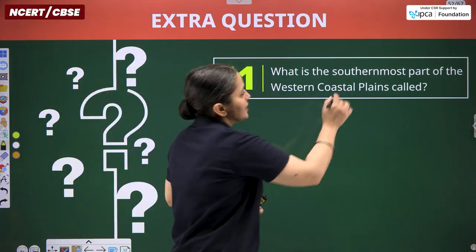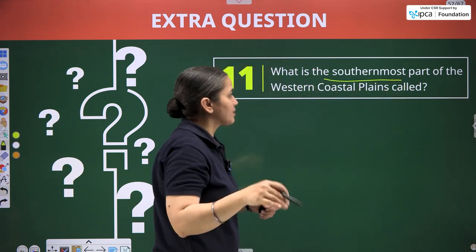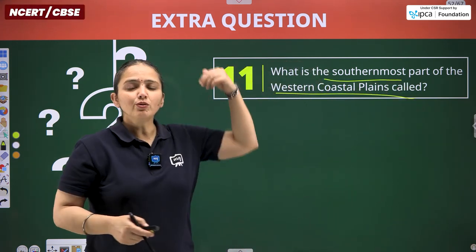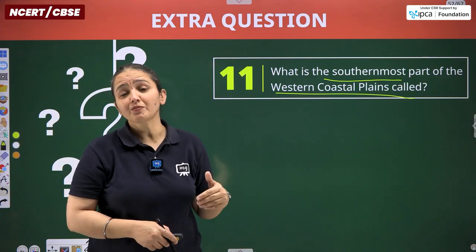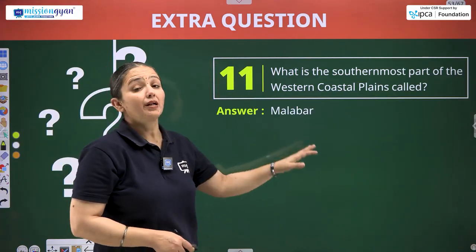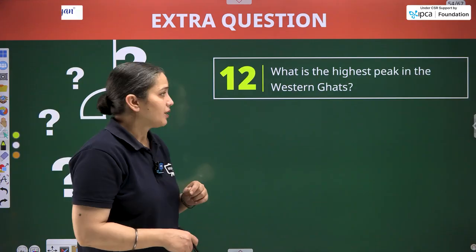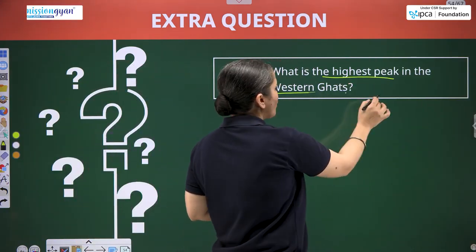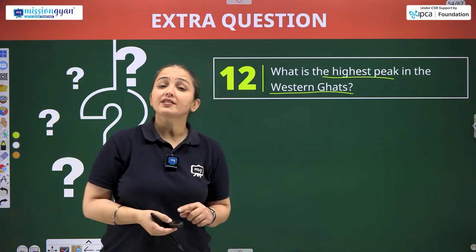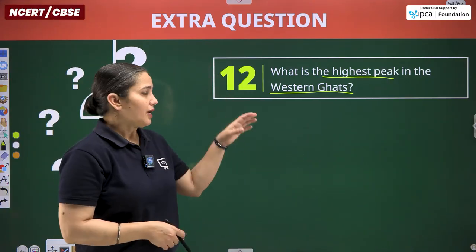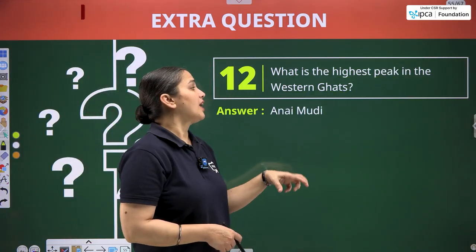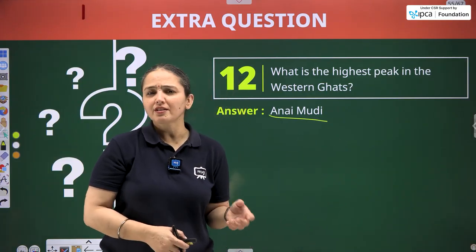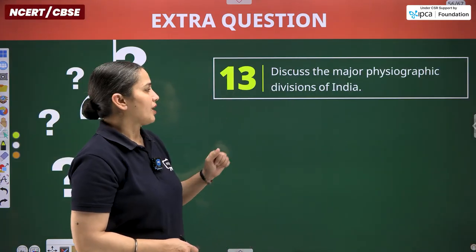What is the extreme southernmost part of the western coastal plains? I've already explained this. The first is the Konkan, then comes Kannada, and the last comes the Malabar coast in Kerala. Next question: what is the highest peak in the Western Ghats? The Eastern Ghats' highest peak was Mahendragiri. Here we are talking about the Western Ghats peak, so that is Anaimudi, also known by several other names, like Annamudi.